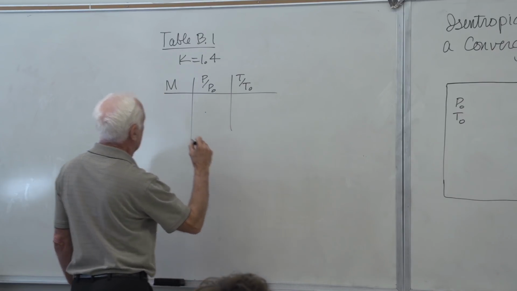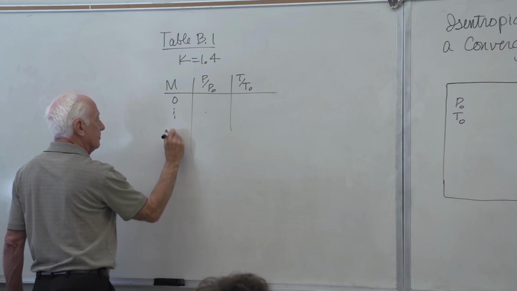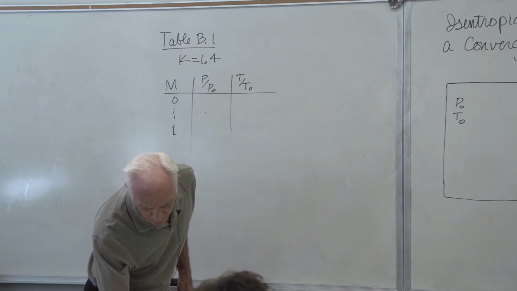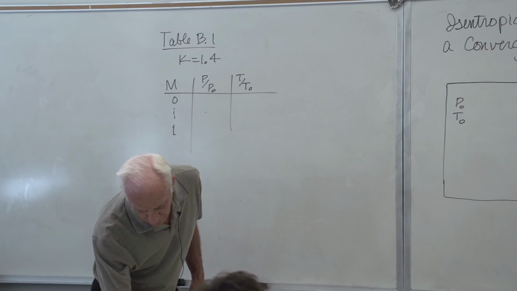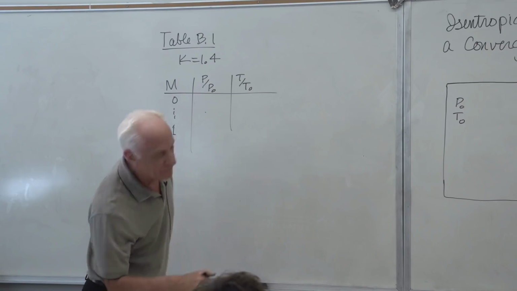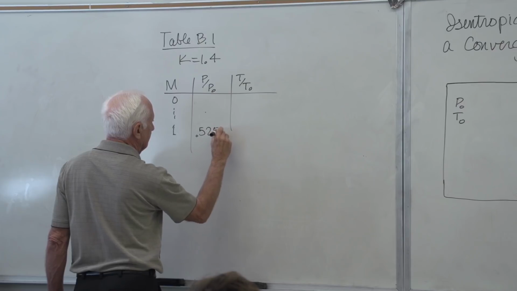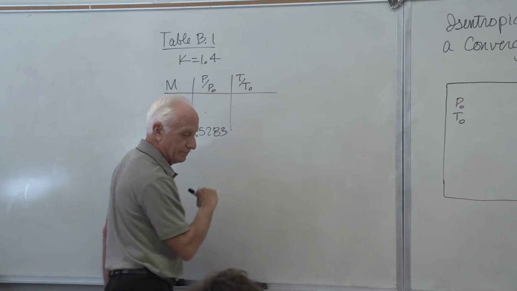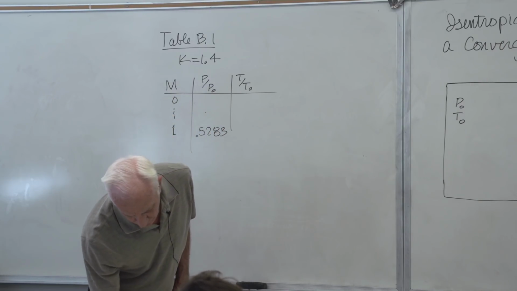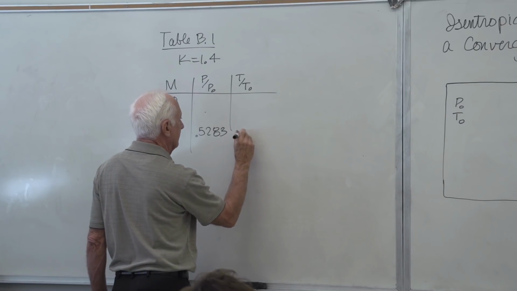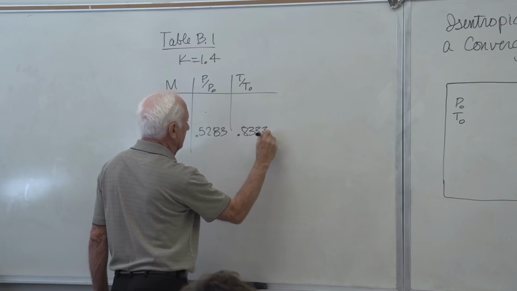We don't need that. Go down here to a Mach number of 1. Read off P over P naught. Mach number is every 0.1 in there. 0.5283. Temperature there, 0.8333. Yeah, 0.8333.